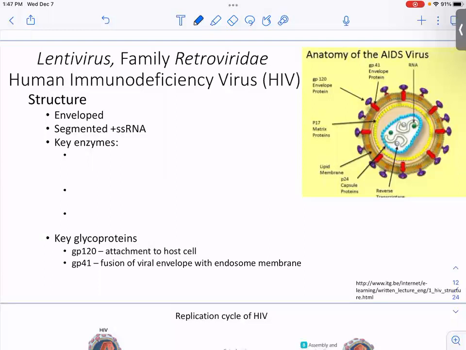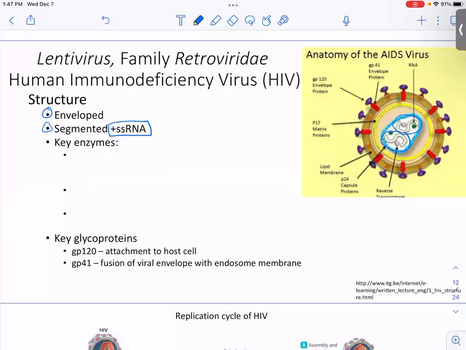So if we look at the structure of this, once again, it's enveloped. It has a segmented genome. It actually only has 2 copies of one segment. We still consider it segmented, and it's positive sense single-stranded RNA. Okay, influenza negative sense, HIV positive sense. So it would kind of make sense for this virus. It doesn't need to do anything. It can just be read at the ribosome, but it doesn't do that.